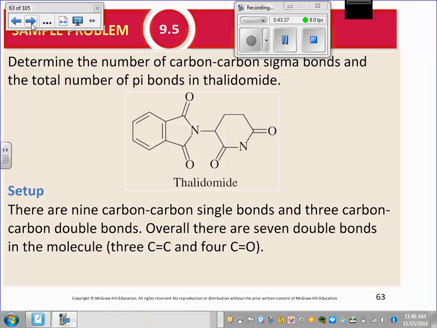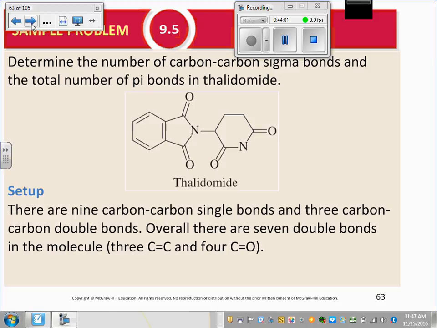It turns out they're actually starting to market the one with the tranquilizing effects again because it's useful in treating leprosy. And the whole thing comes down to that one carbon atom right there. There's a difference. It's called the chiral center. But that causes all the problems.